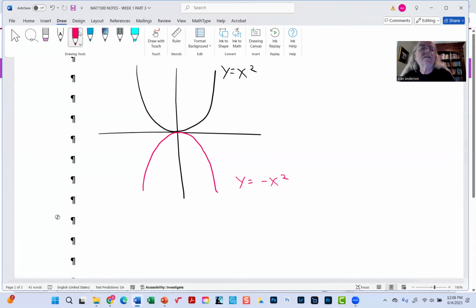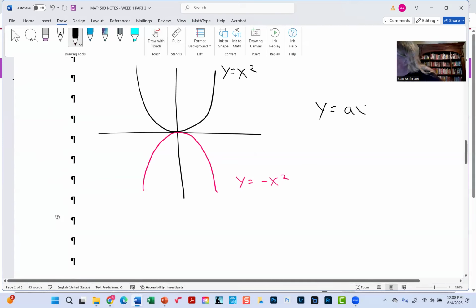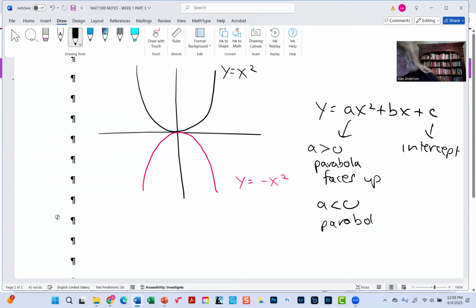And again, you can kind of see why, because remember, as a rule of thumb, when you're looking at a quadratic equation, this is our intercept, which in both of these cases is 0, by the way. But this is what determines whether the parabola is facing up or down. So in other words, if A is positive, the parabola faces up. And if it's negative, the parabola faces down. And that's exactly what we're seeing here.